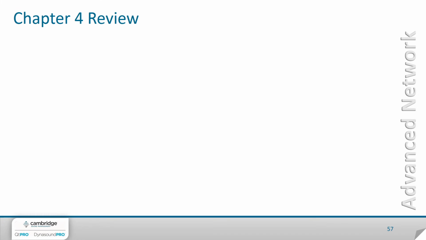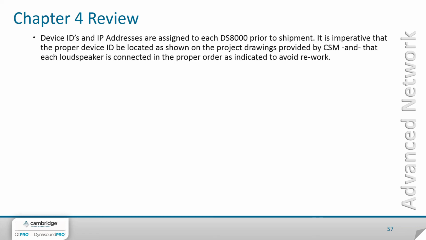This completes the final chapter of the Dynasound Pro Products and Application course. Prior to taking the course assessment, let's review this brief chapter. Device IDs and IP addresses are assigned to each DS8000 prior to shipment. It is imperative that the proper device ID be located as shown on the project drawings provided by Cambridge Sound Management, and that each loudspeaker is connected in the proper order, as indicated, to avoid rework.